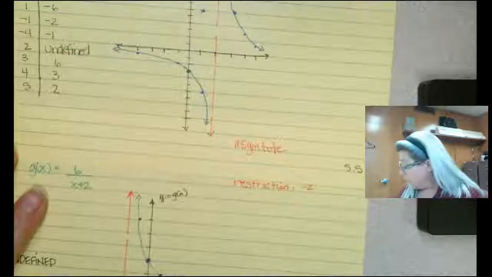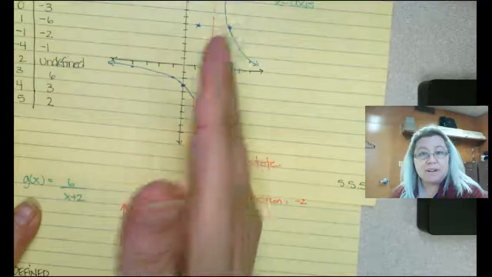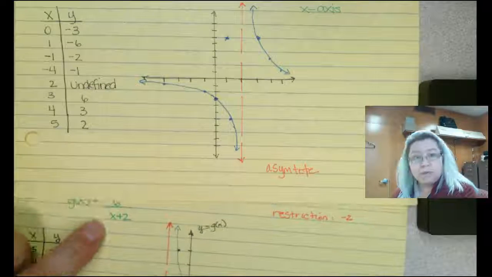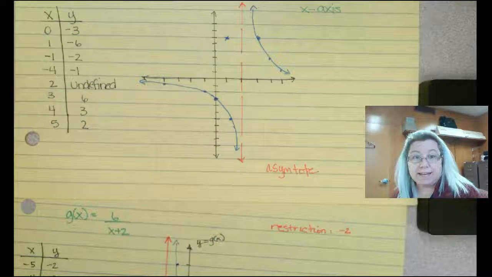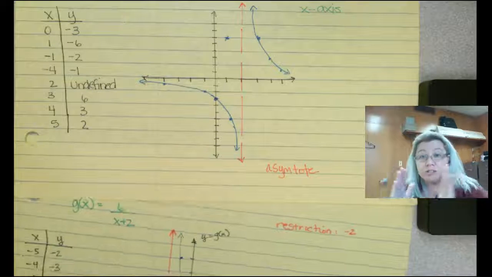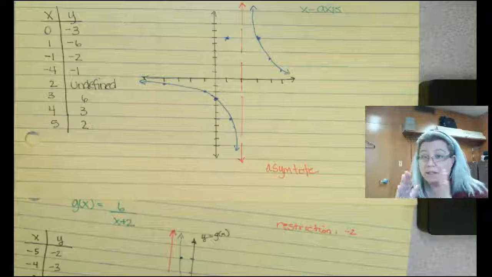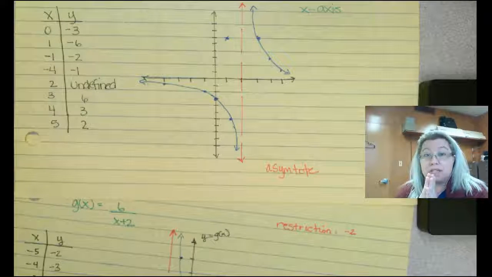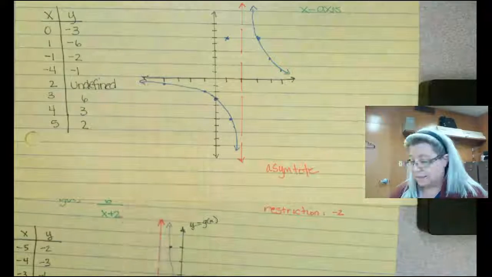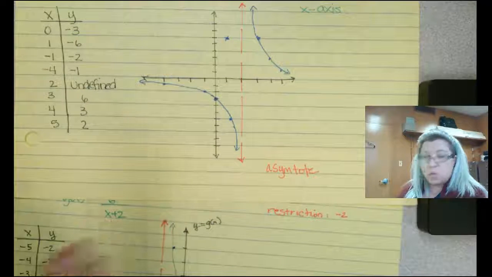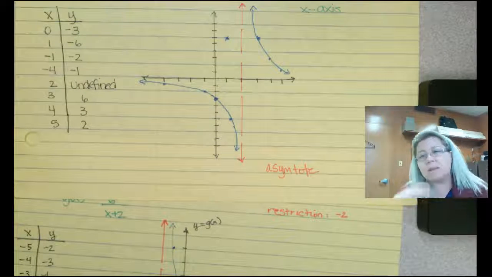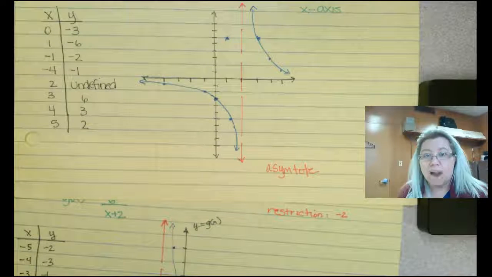So it's the same graph, but it's different asymptotes. It's shifted, right? 6 over x plus 2, 6 over x minus 2. So it's basically the same graph, but just shifted. That plus 2 and that minus 2 will shift it. If it was plus 0, the asymptote would be right on the y-axis. If it was plus 5, then it's way over at the negative 5 is your asymptote. So same graph. So keep that in mind when you're working with the graphs.